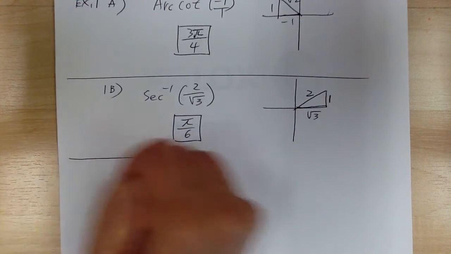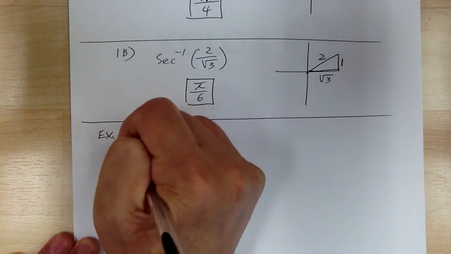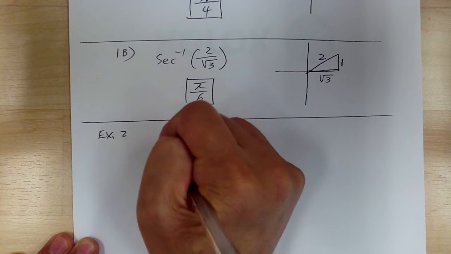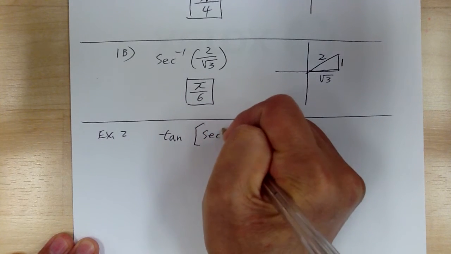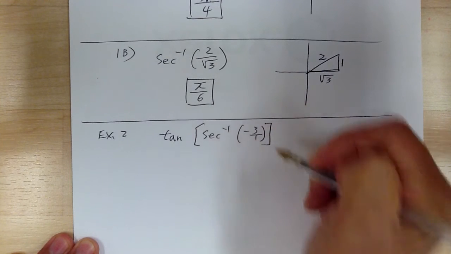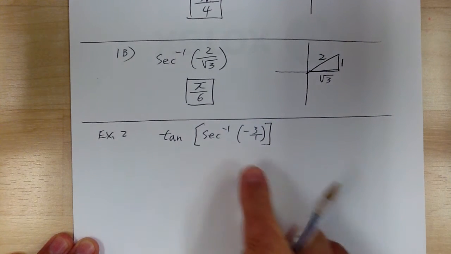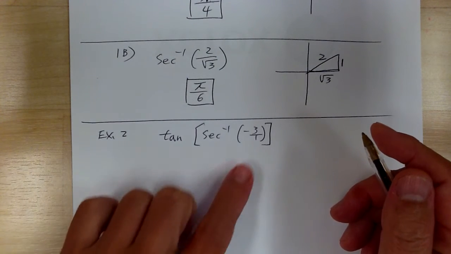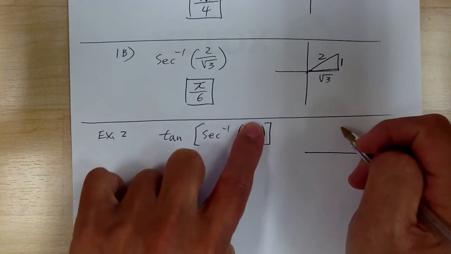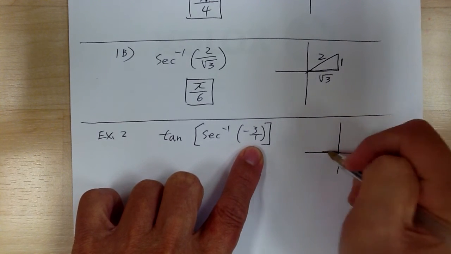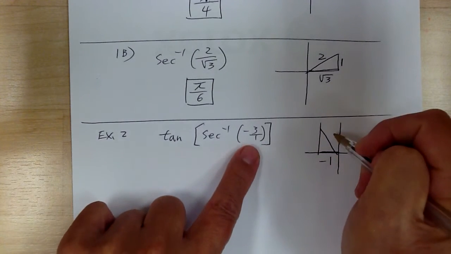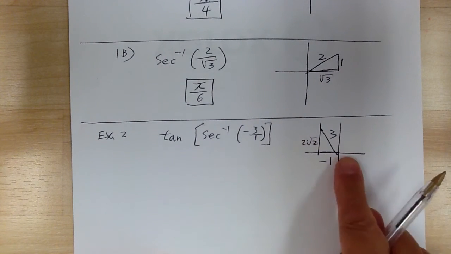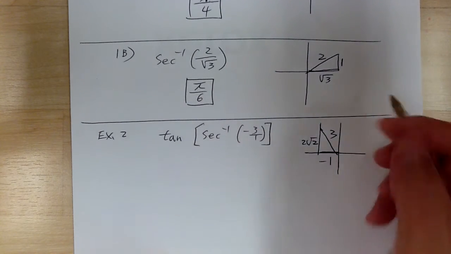Let's go to example 2. It says find the exact value of tangent of inverse secant of -3. You need to do it step by step. This is your angle theta, so let's draw this triangle. Secant is the reciprocal of cosine, and cosine is horizontal over hypotenuse, so it's going to be in quadrant 2. So it'd be -1 over 3, and the vertical side would be 2 square root of 2. So that's your triangle, and that's your angle theta.